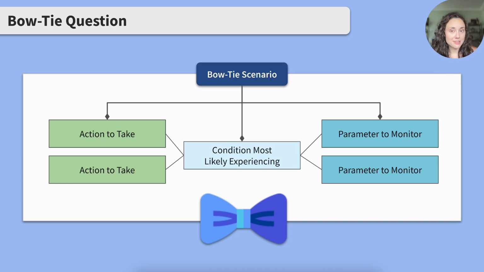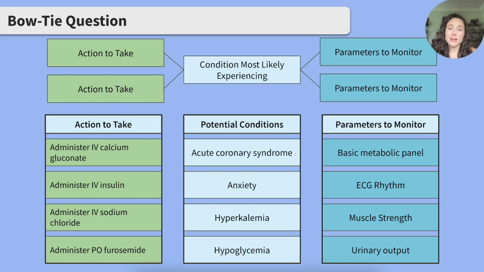Oh, and see why it's called a bow tie? It's because the target boxes with the 2 actions to take and the 2 parameters to monitor are on either side of the potential condition target box. Let's run through a practice scenario.